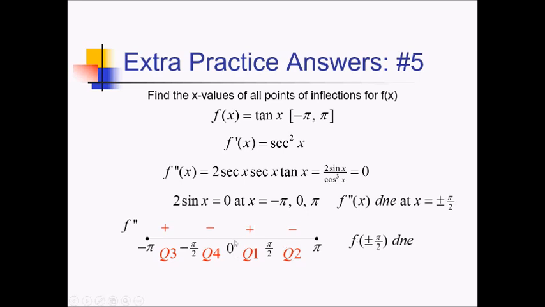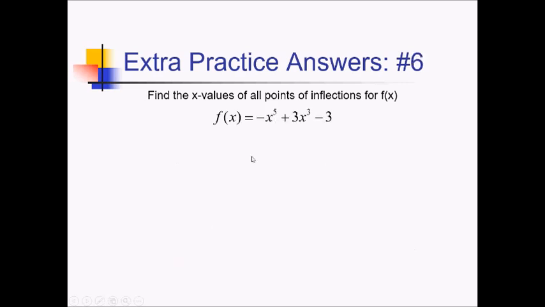However, tan of 0 does exist, and f double prime does change sign at x equals 0. Therefore, f of x, tangent, has a point of inflection at x equals 0. And if you look at the graph of tangent, you'll see that that is visually the case.